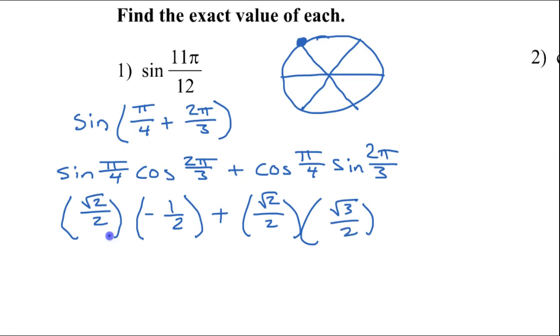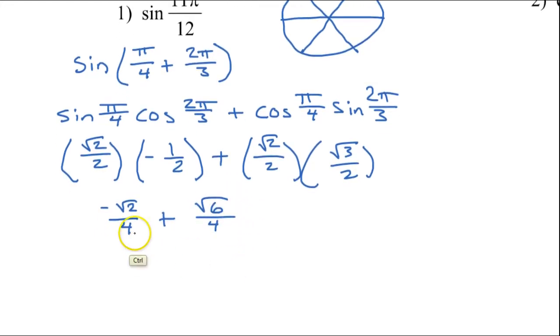So multiplying these two together, that's going to give me negative radical 2 over 4. Okay, multiplying these two together, let's see, radical 2 times radical 3 is radical 6. So that's radical 6 over 4. And oh look, I have like denominators even. So that's going to give me negative radical 2 plus radical 6 all over 4. And that is the answer.